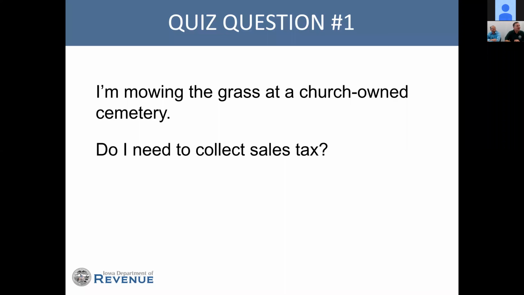Looks like we're doing pretty good on that. We'll give you just another few seconds here to go ahead and take the quiz. Looks like we're doing pretty good on it. We're mowing grass again at a church-owned cemetery.